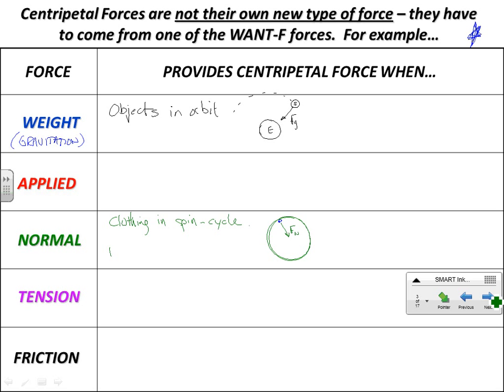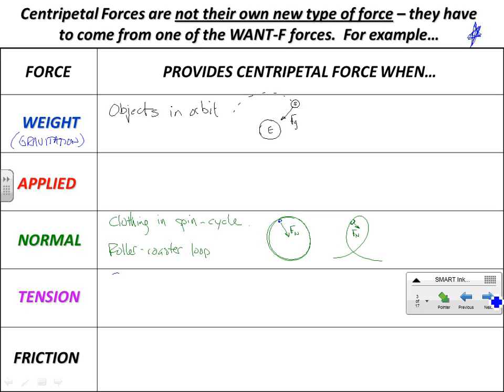Lots of other examples here. How about this? A roller coaster loop. We have a loop that looks like this. The track is a surface. And if the car is here on the track, well, the normal force points in towards the center.